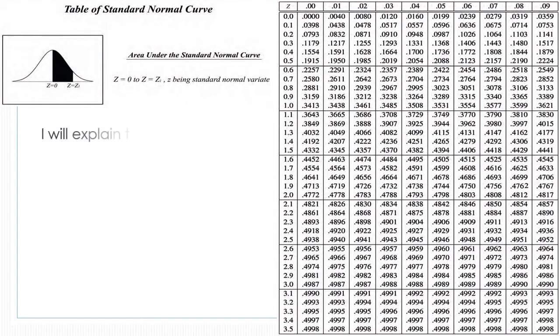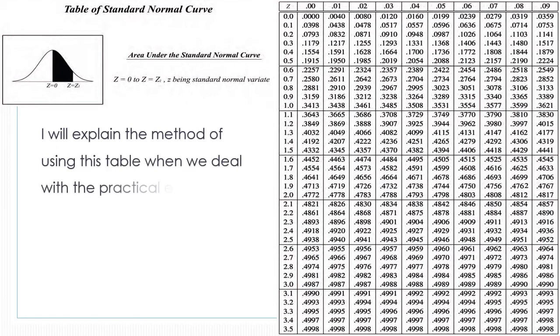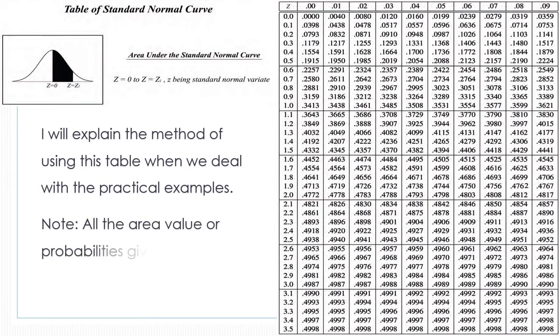But right now I'm not going to explain the method of using this table. Rather, I will explain it when we actually do the practical sums. At the time of practical sums, in each sum I will show you this table and mark how we actually calculate the probabilities using this table. But remember one thing, that all the values of this table are given with respect to the value of the mean.